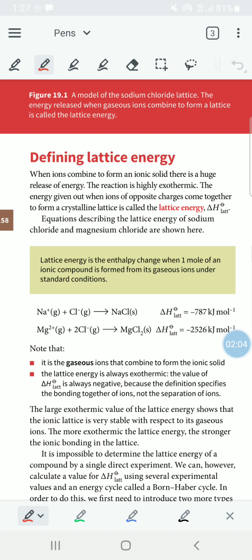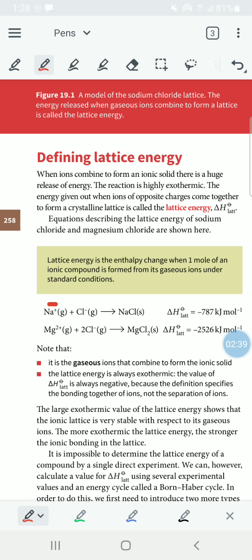Now sodium and chlorine get together to produce sodium chloride. The sodium ion has to be in gaseous form, and they produce a solid crystal. Let's look at these examples, then you will be able to understand them. Na plus gas and Cl minus gas produce sodium chloride solid. Because energy is given out, the lattice energy is going to be negative: negative 787. As you can see, we have a negative sign because it is exothermic.